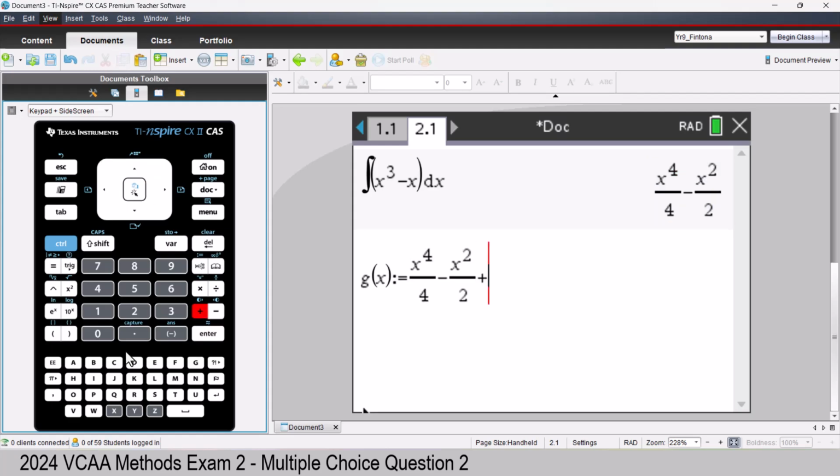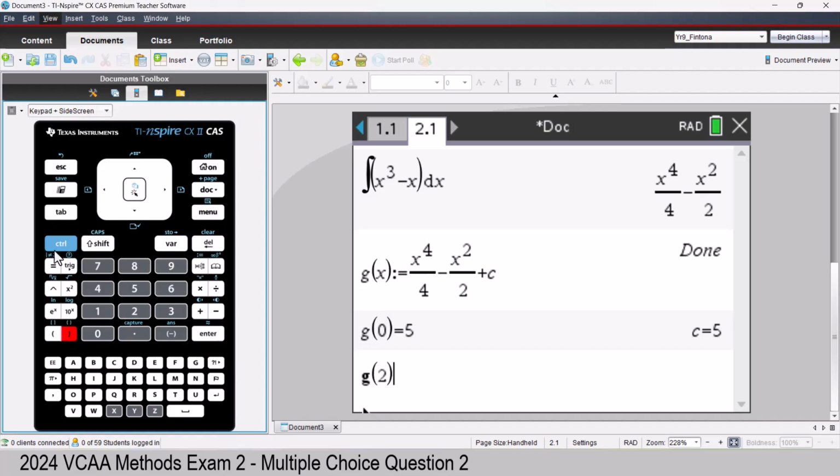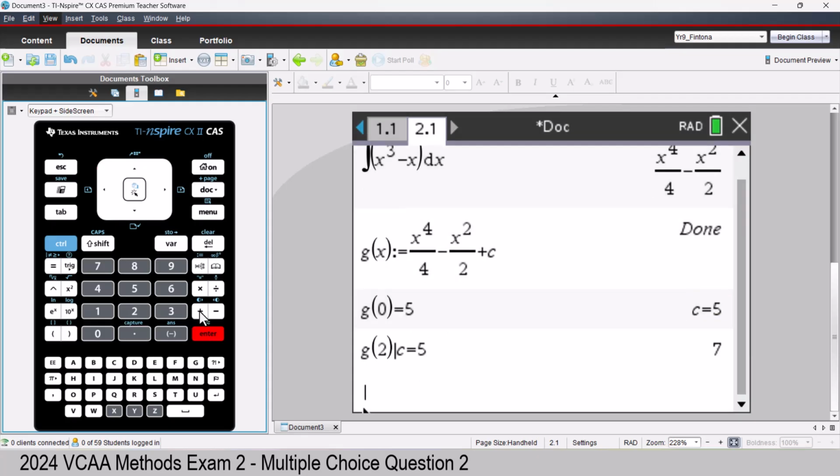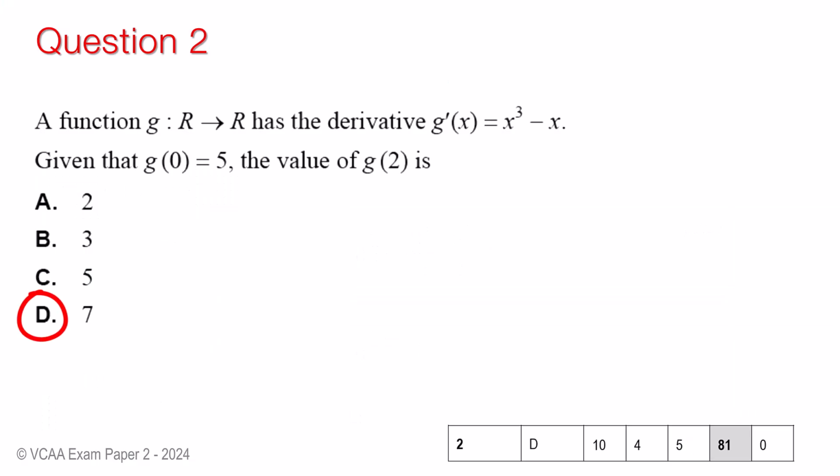Now I can use the other information provided in the question, that g of 0 equals 5, so we get c equals 5. Now calculate g of 2 given c equals 5. And we get 7, which is option D.